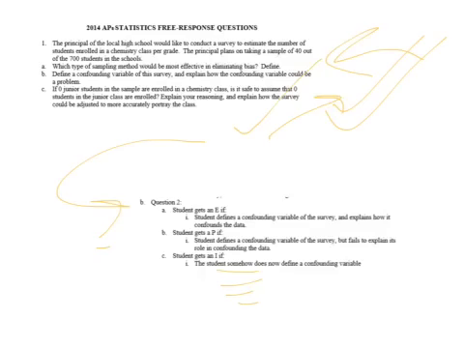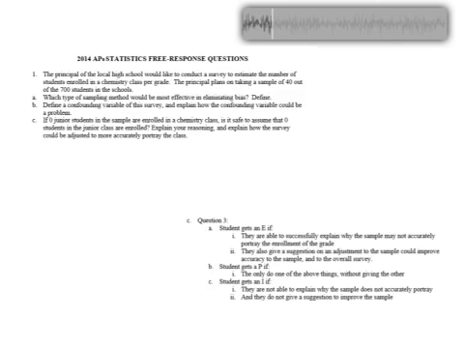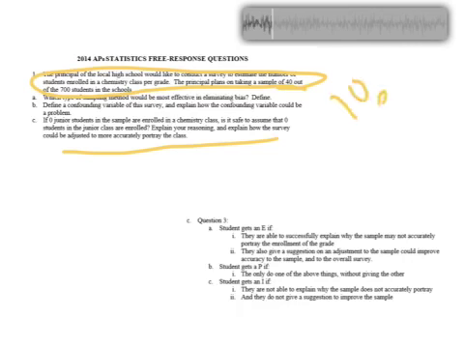And part C: if 0 junior students in the sample are enrolled in a chemistry class, is it safe to assume that 0 students in the junior class are enrolled? Explain your reasoning and explain how the survey could be adjusted to more accurately portray the class. Basically, the sample size is far too small. We have learned that the larger the sample size, the better it portrays the population as a whole, and 40 out of the 700 means there's about 10 per grade. It's just far too small to be able to make really fair assumptions on the entire grade.